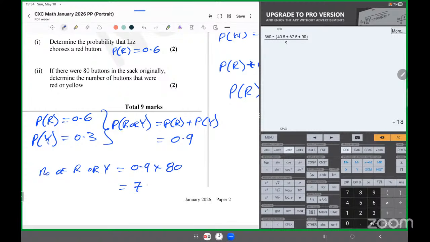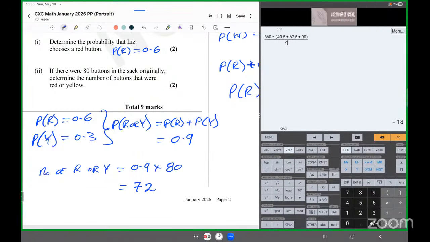That's 72. The combined number of yellow and red marbles is 72. You want to work out the number of red marbles in the 80 and the number of yellow marbles in the 80 and then add them. I want either one, so because you want either one, you add them. Red or yellow. Yeah. Understand that?